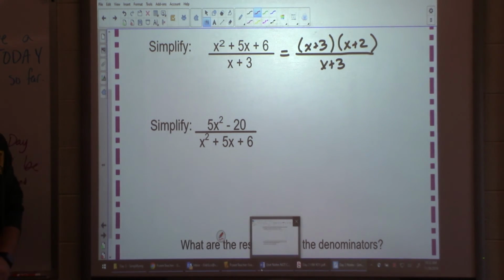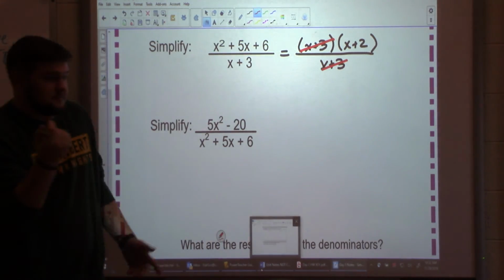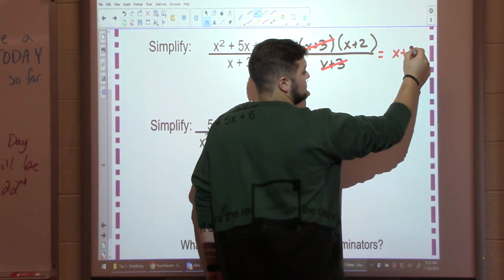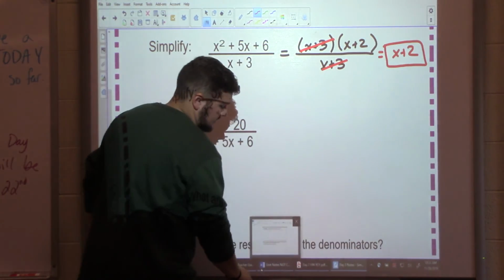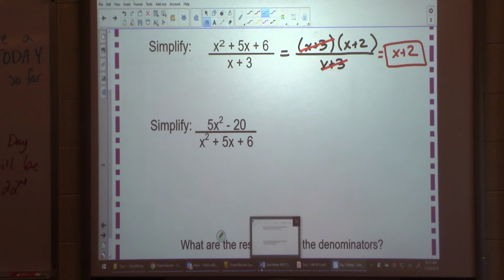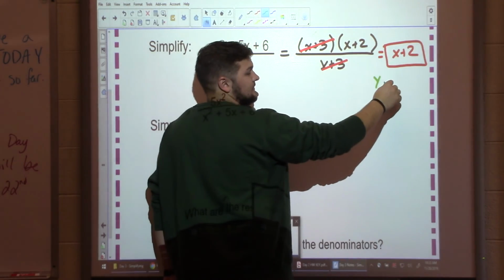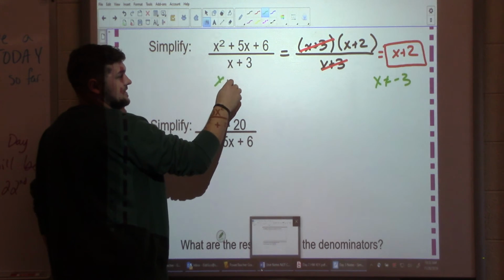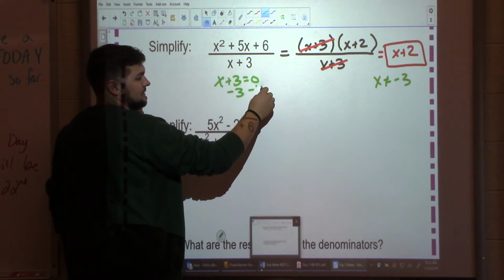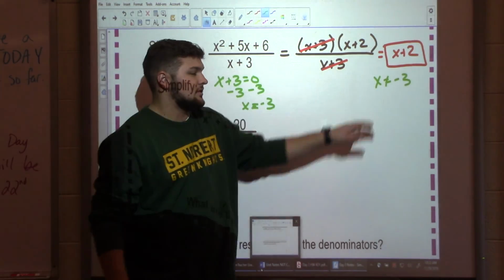Do I have any like terms? X plus 3, numerator and denominator. X plus 2. So I'm left with just x plus 2. Alright. Be very careful here. We're looking for restrictions. Does my answer have a denominator even? No. But my beginning does. So I still have a restriction here. What can x not equal? Negative 3. Right? If I take x plus 3, set it equal to 0, subtract 3, we know negative 3 would make it equal 0. So that's our restriction. X cannot equal negative 3.